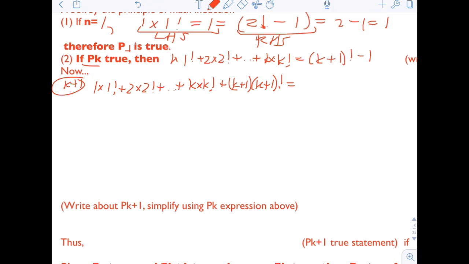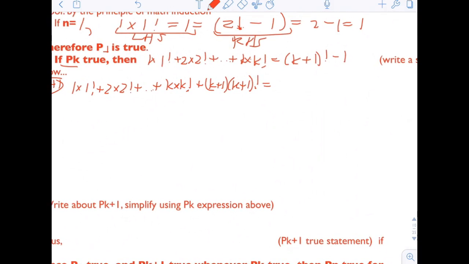And that's going to equal, now we're not writing the right-hand side. We're going to see if we can make the left-hand side look similar to the right-hand side. The way we're going to do that is to substitute the left side for the right side, and I can already see that we do have the left side here. So we can already substitute the yellow part with k plus 1 factorial minus 1, because we assume that's true, plus k plus 1 times k plus 1 factorial.